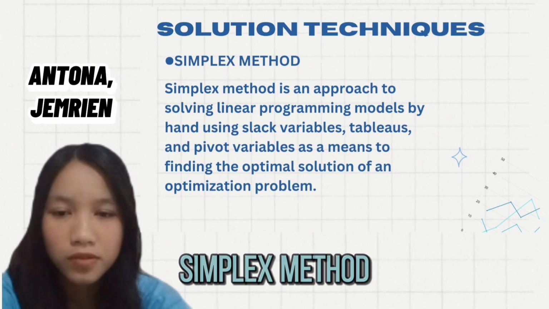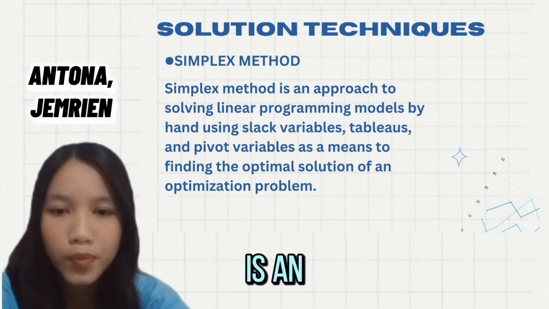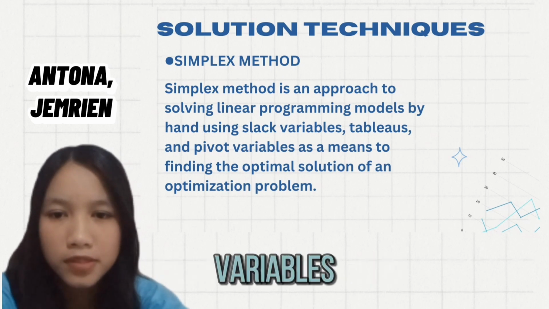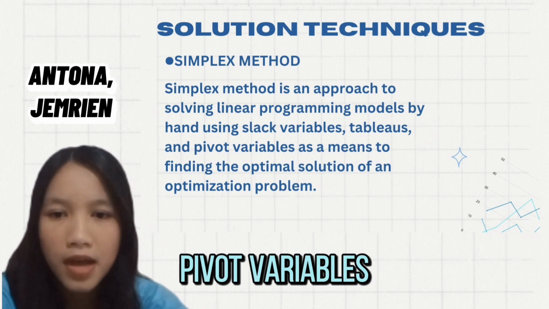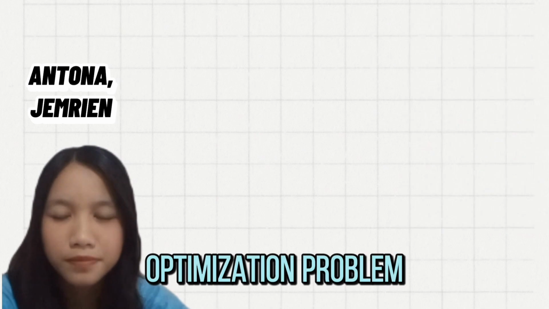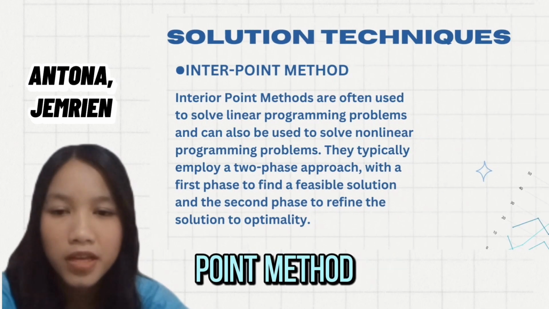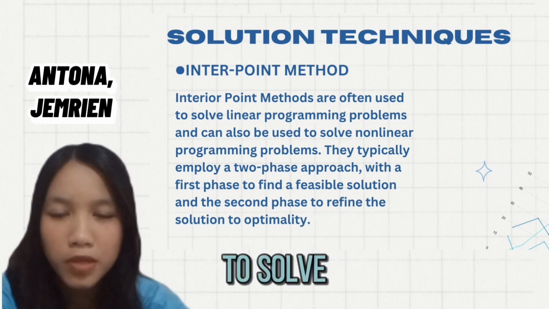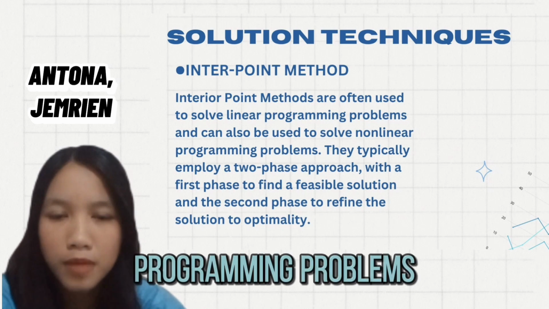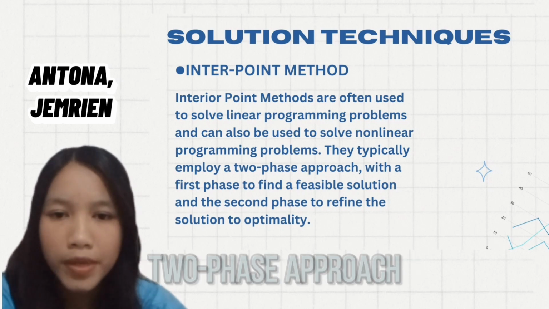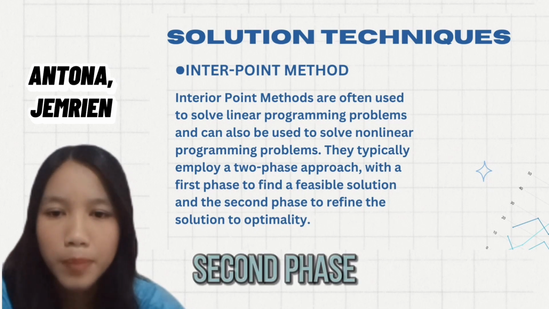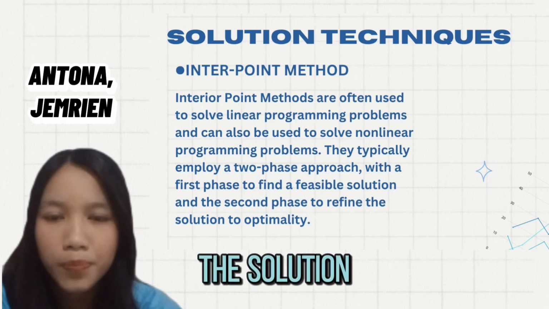Next is the simplex method. The simplex method is an approach to solving linear programming models by hand using slack variables, tableaus, and pivot variables as a means of finding the optimal solution of an optimization problem. Next is the interior point method. Interior point methods are often used to solve linear programming problems and can also be used to solve nonlinear programming problems. They typically employ a two-phase approach, with the first phase to find a feasible solution and the second phase to refine the solution to optimality.